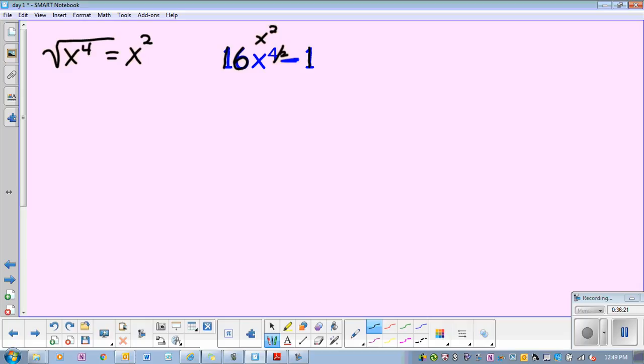So if it's x to the 4th, you can square root x to the 4th. X to the 8th, you can square root it. It's an even number. What's 8 divided by 2? Oh, so you divide by 2. Yeah, just divide by 2, and it gives you the square root.